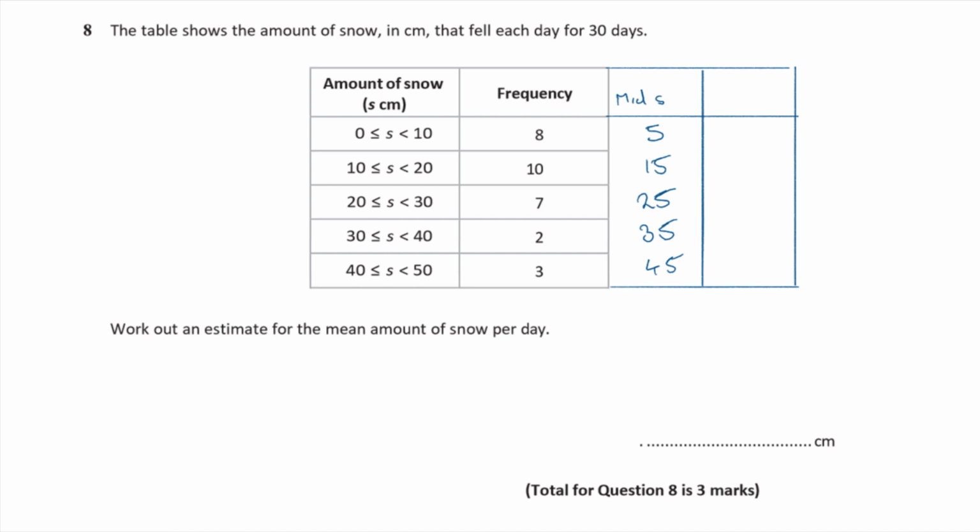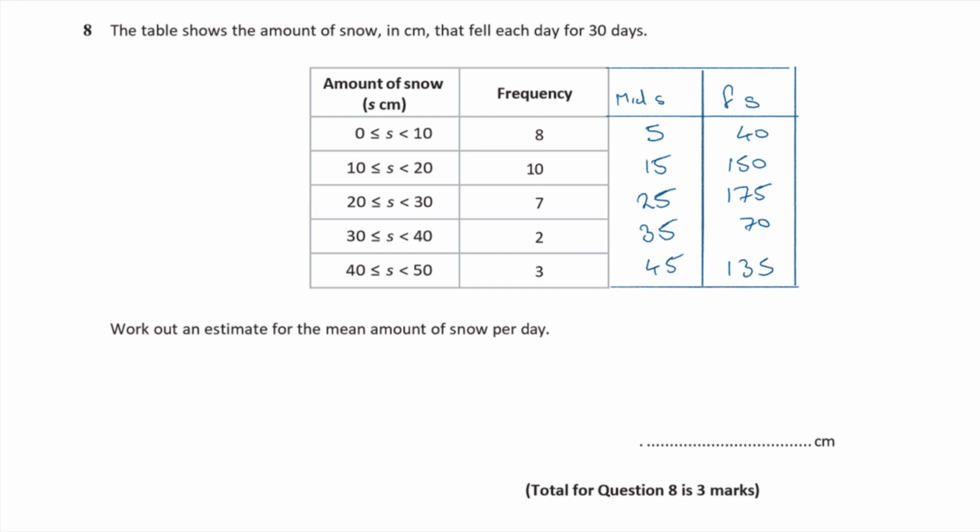And then what we need to do is f times our mid values, to work out a mean amount. It's a bit mean that they're doing this on the non-calculator paper. We're going to have to do a lot of maths, aren't we? So 8 times 5, that's 40. 10 times 15, that's 150. 7 25s, that's 175. 2 35s, that's 70. And 3 45s, that's 135.